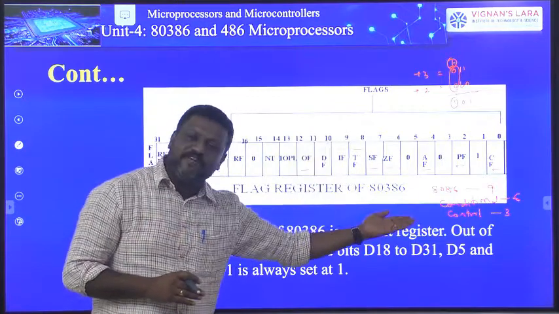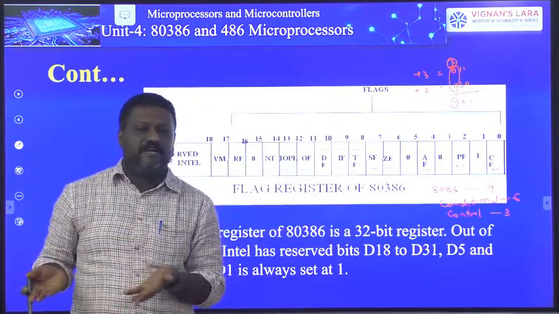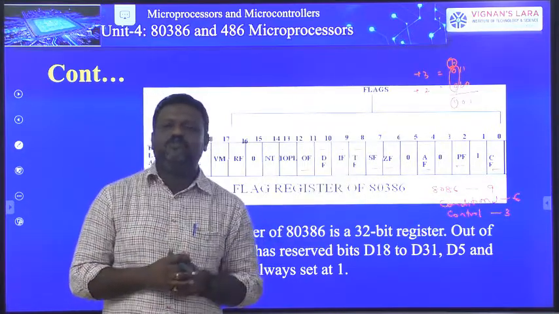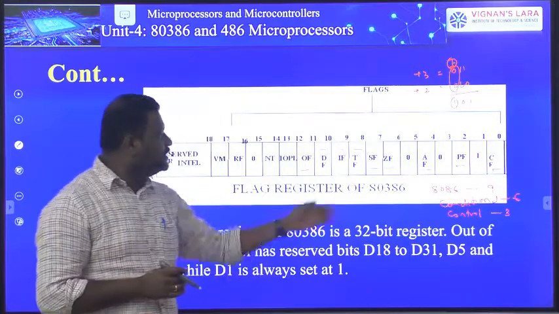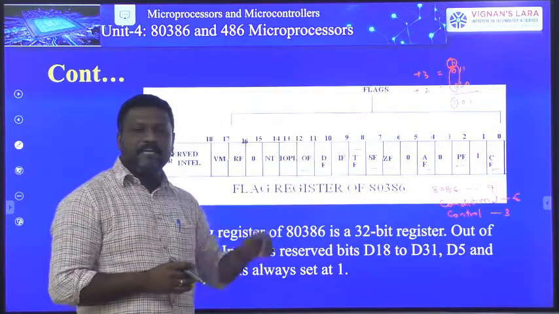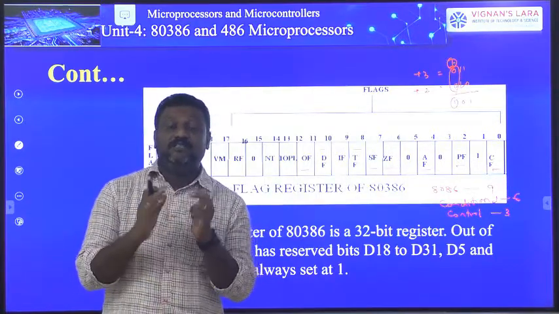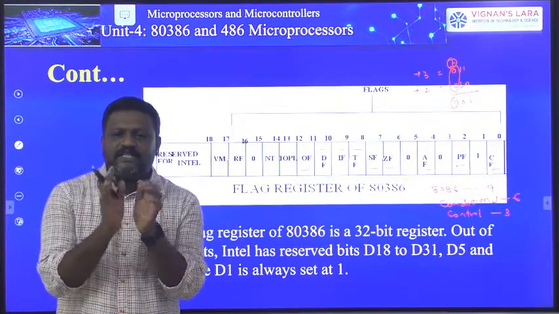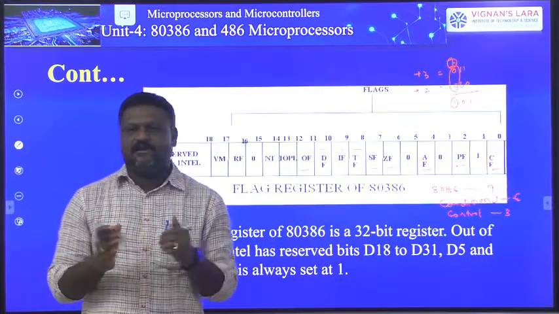Either it is the case of 8086, or 80286, or 80386. And next, the control flags: you may find 3 in the case of 8086. What are those 3? One is the trap flag, the second one is the interrupt flag, and the third one is the direction flag. So these 3 we consider as control flags. It means these flags influence the processor operation. That's why we consider these as control flags.